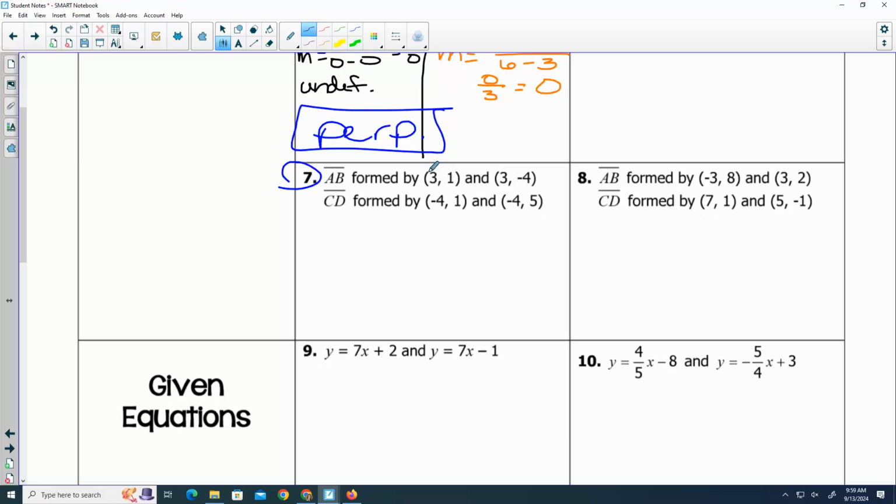Number 7. x1, y1, x2, y2. So our first slope, y2 minus y1 over x2 minus x1. So -4 minus 1, or -4 plus -1 is -5. 3 minus 3 is 0. What happens if 0 is on the bottom? Undefined.